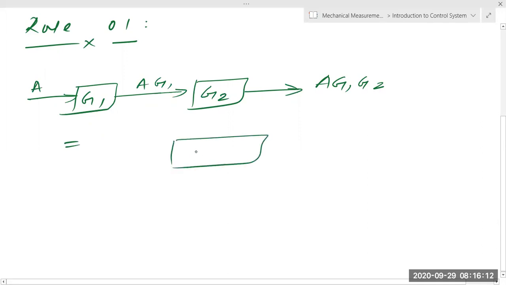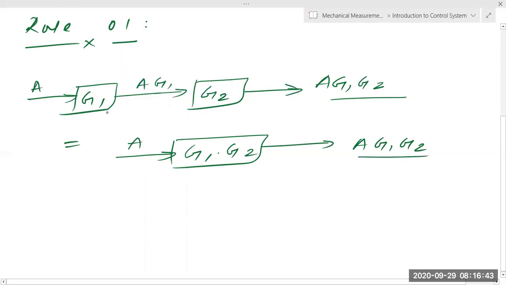If there are three blocks in series, you can write all three blocks together. Here there are only two blocks, so you can write G1 into G2. Whatever is coming in is A and whatever comes out will be A into G1 into G2. Simple thing: however many blocks are in series, multiply all the blocks and keep them together. So in the first rule, there were two blocks and we have reduced them into a single block, and we are getting the same output. Even the input is not changed. The blocks are reduced.